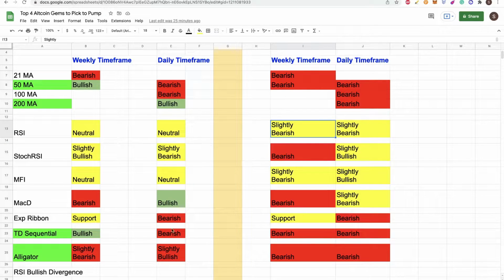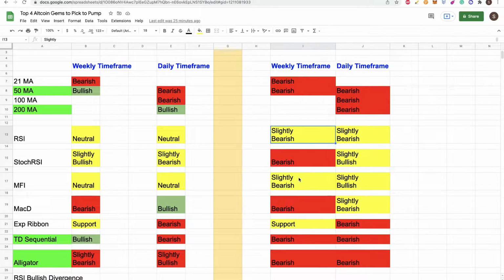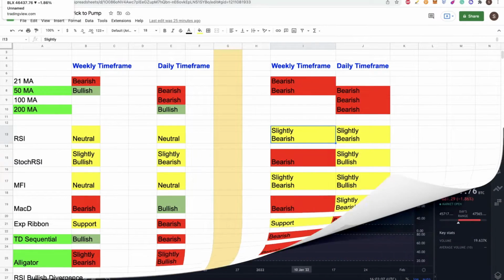So you can see how a couple of things that were bullish the other week when we recovered the 50 moving average right now are bearish directly or slightly bearish on the weekly time frame. The Gaussian channel still is support, and the exponential ribbon still is support, so that didn't change. But the weekly time frame is for sure super bearish right now, guys.